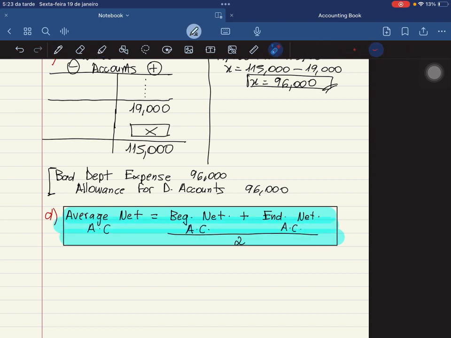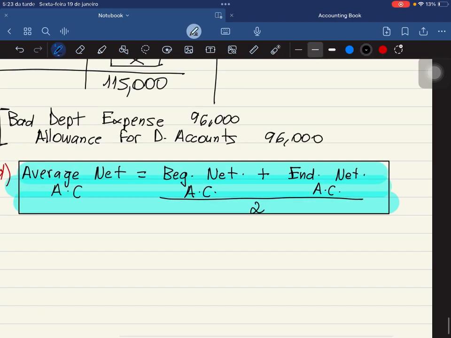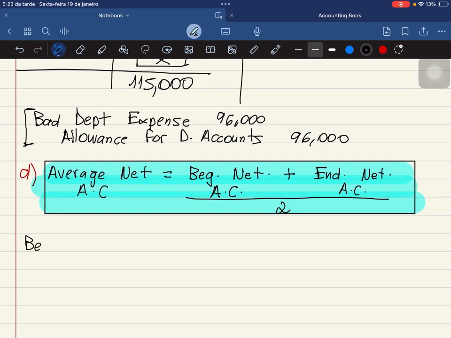Okay, so this is divided by 2 because this is an average, right? This is net because all of these are nets. And net just means that you're going to have something like the ending value minus the beginning value. And this is accounts receivable because all of this is accounts receivable. Okay, well, let's see. What is the beginning net accounts receivable?